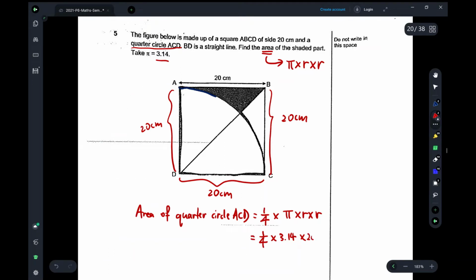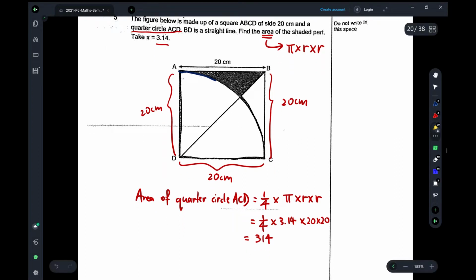So 3.14 times 20 times 20. The area of the quarter circle, which is this little part, is 314. So if I just want this part, I just need to use 314 divided by 2. It's 157. So this one is 157 cm squared.